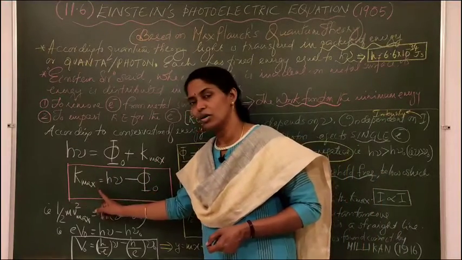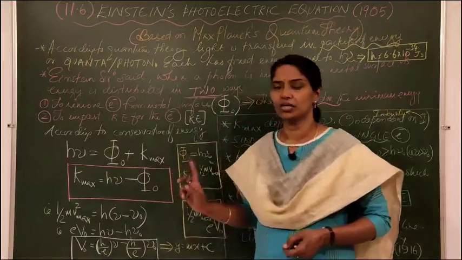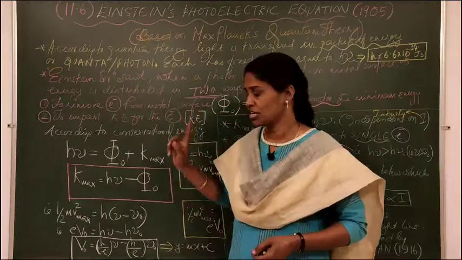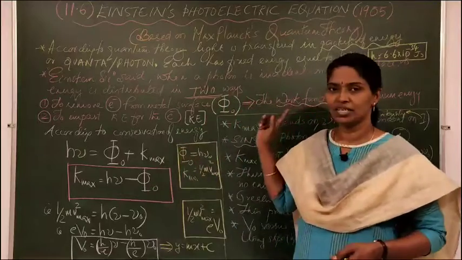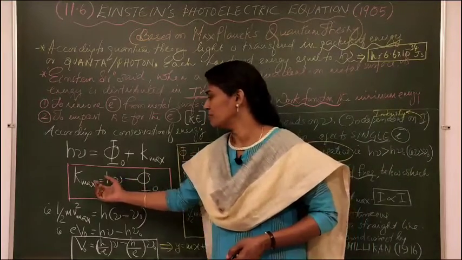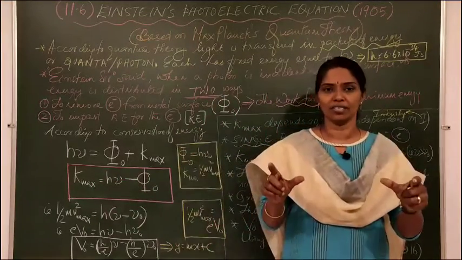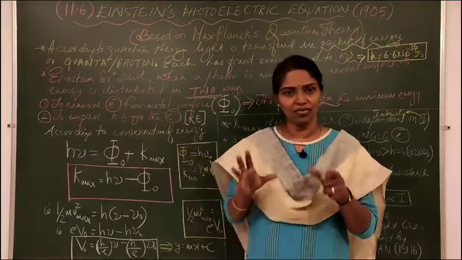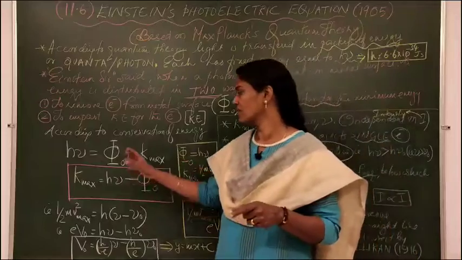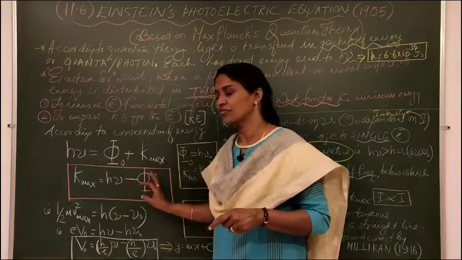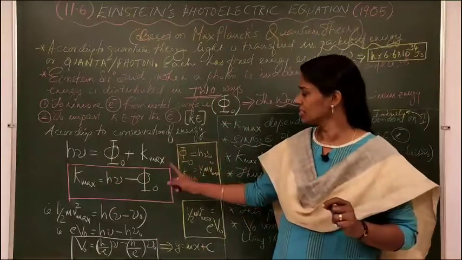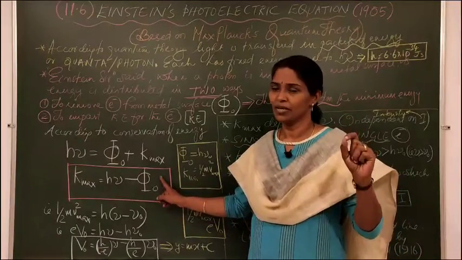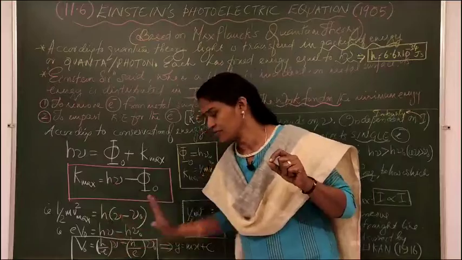K max is equal to h nu minus phi naught. Here h nu is the incident photon energy, and phi naught is the work function. So the difference of the two is K max, the kinetic energy of the ejected electron. That will always be the difference of the incident energy and the work function. So this is Einstein's Nobel Prize winning equation. Now this is rewritten in this manner.